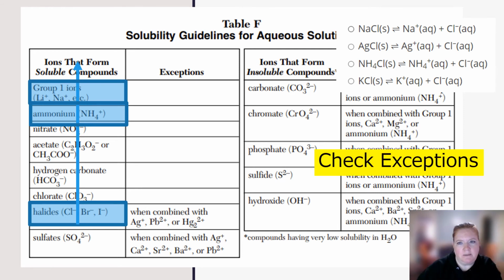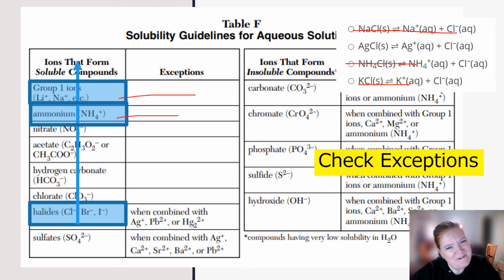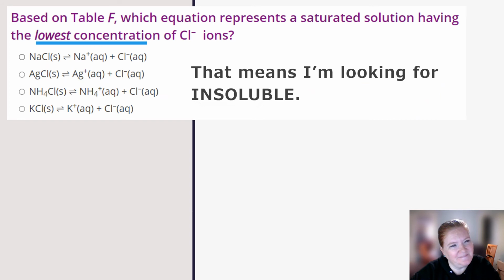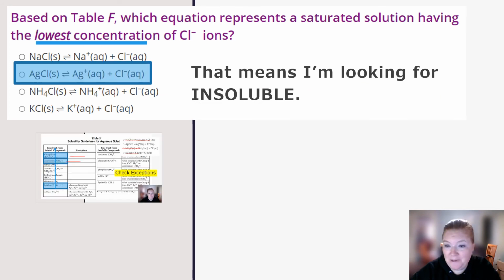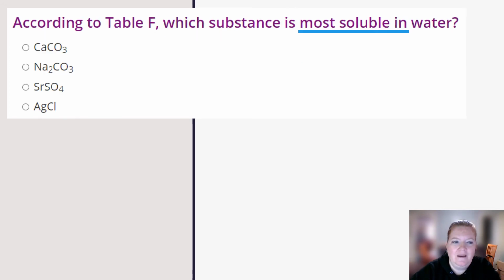So I have to check exceptions. But what you should notice is this. Look, Li and Na, there's no exceptions here, and there's no exceptions here. Remember, I was looking for insoluble. So that means if it has Na, it's soluble. If it has NH4, it's soluble. Wait, where was K? Group 1. Okay, I think I just figured it out. There we go.